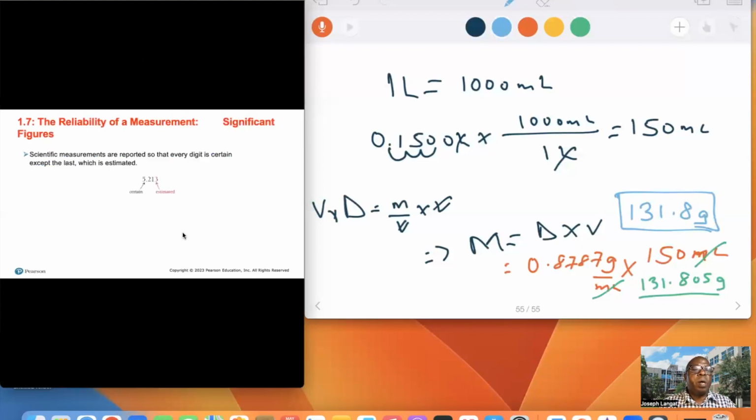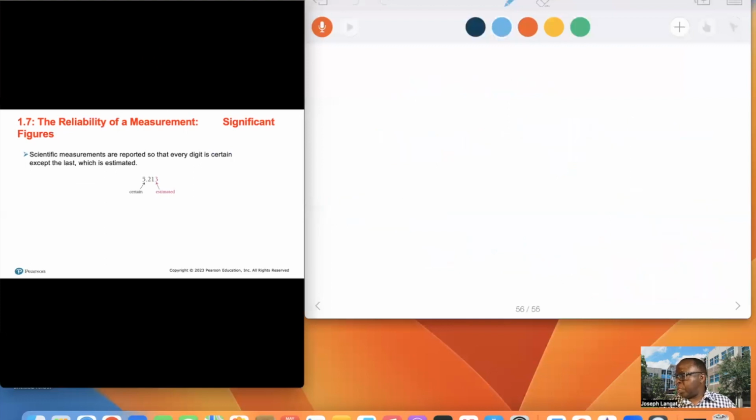All right, that takes us to section 1.7, the reliability of measurements, significant figures. When we talk about significant figures, these are important figures you need to express your final answer. Remember, I've been dropping some values in the previous example I showed you in the learning check problem, because I want to express the final answer with the correct number of significant figures. Before I cover calculation and significant figures, let's see real quick how to count the number of significant figures.